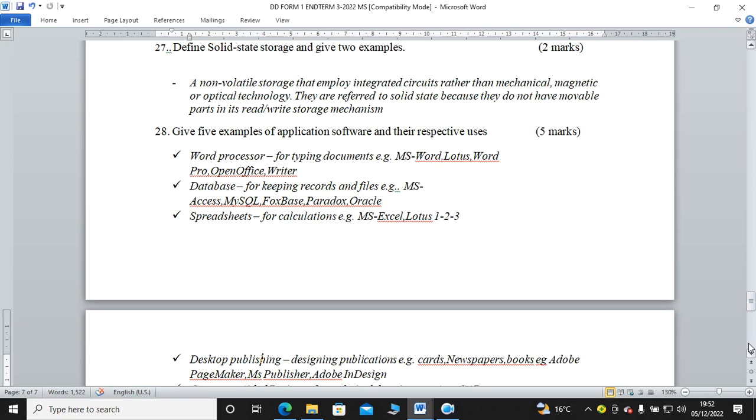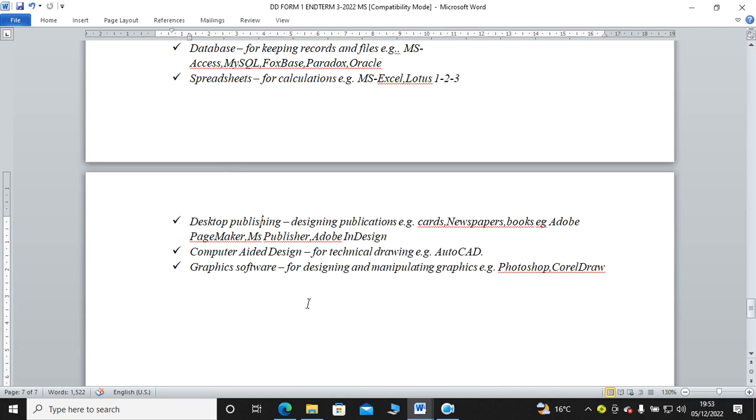You can also talk about database for keeping records, e.g. Microsoft Access, MySQL, and the others there. We also have spreadsheets. They are used for calculation. A good example is Microsoft Excel. Then we have desktop publishing. These are used for publications, e.g. for creating books, for creating newsletters, wedding cards, brochures, advertisements. That one, you can give an example of a popular one like Microsoft Publisher. We also have Adobe PageMaker and others there.